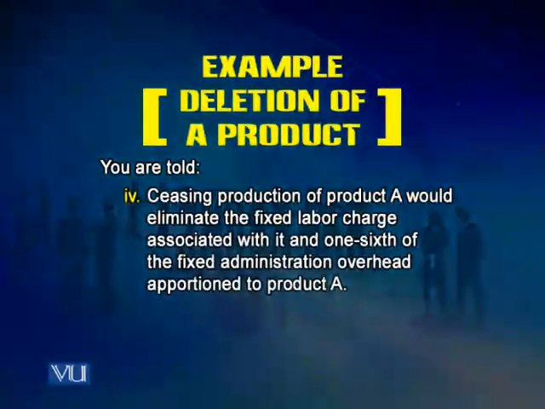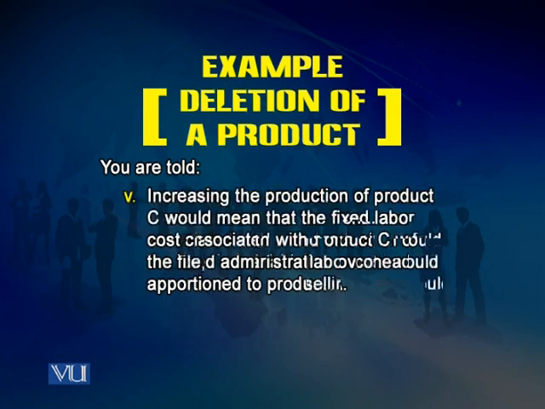It would be misleading to think that deletion of one product will eliminate the losses that are shown on normal costing basis, and that would lead to a wrong decision, as we shall see in our example. Ceasing the production of product A would eliminate the fixed labor charge associated with it and 1/6 of the fixed administration overhead apportioned to product A.